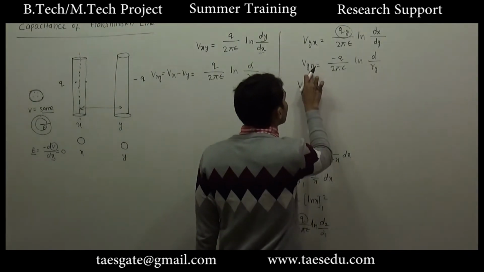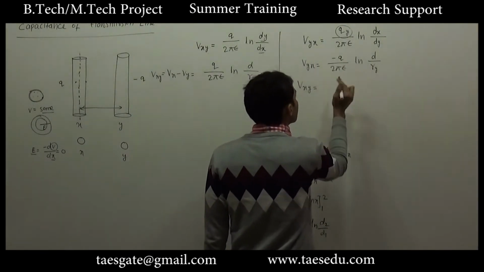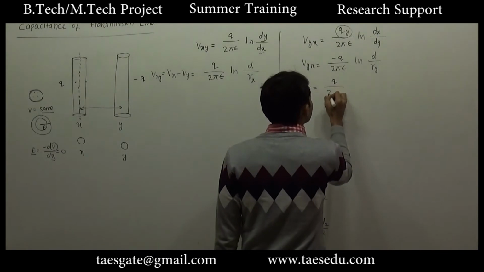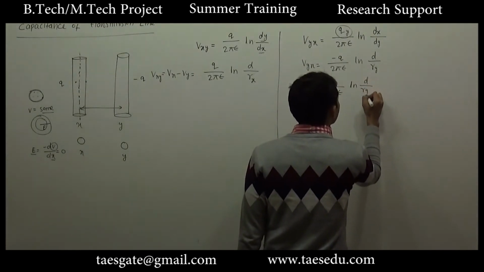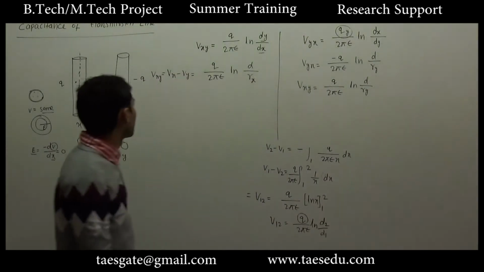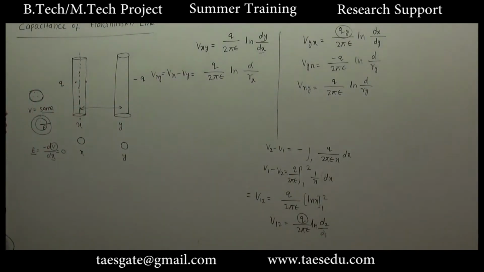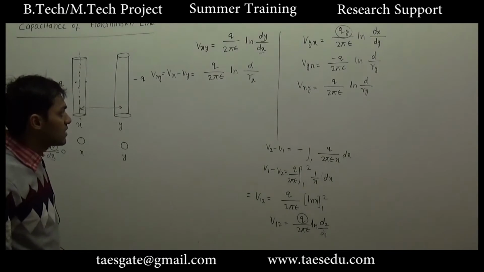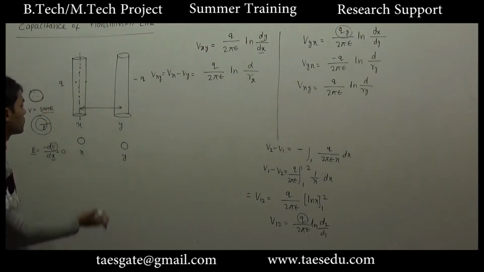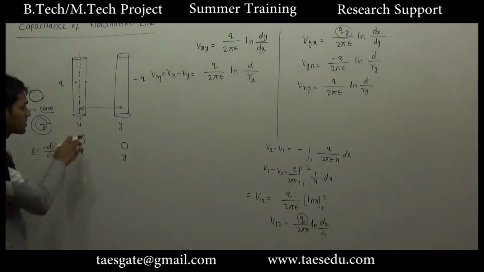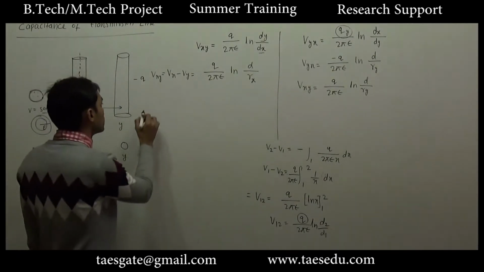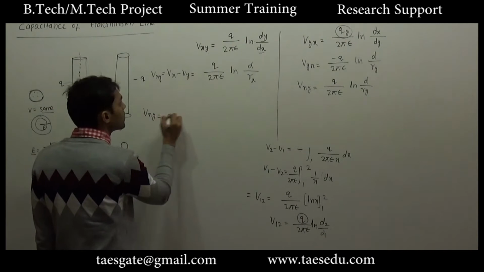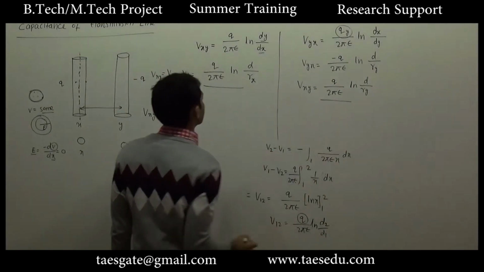Vxy will be minus of Vyx, and minus minus will give plus q, and then d divided by ry. So what will be the total difference? The total potential difference Vxy will be the potential difference due to charge on conductor X plus the potential difference due to charge on conductor Y. So the Vxy total will be the addition of these two quantities.